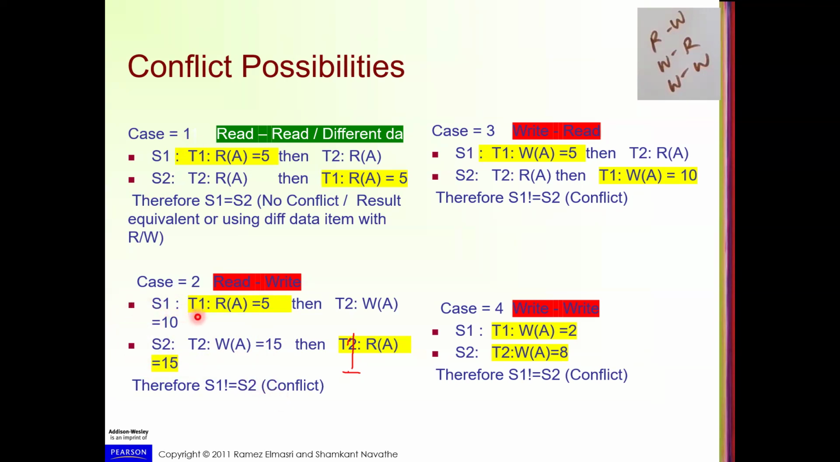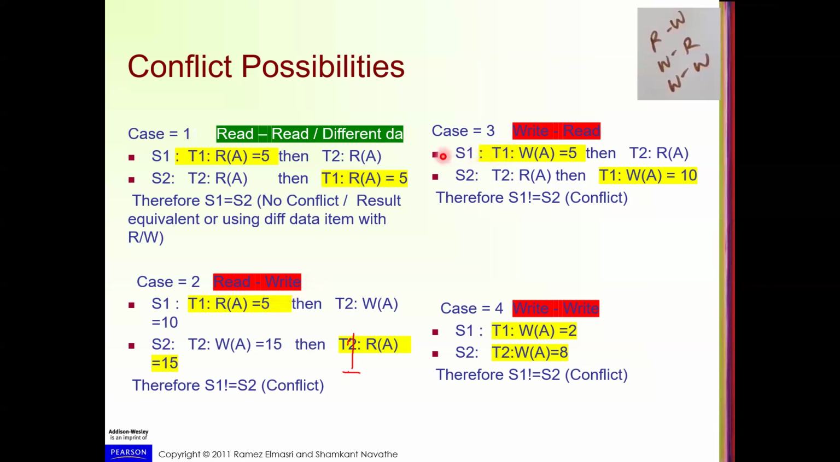S1 is allowing T1 to read the A value as 5. Then it is allowing T2 to write the value. T2 wrote the value of A as 10. This schedule finished, wherein the resultant value of A is 10. S2 is writing a new value on A as 15. Then T2 is reading it as 15. The value of A in S1 was 10. The value after running S2 is 15. The results are not the same. Hence, S1 is not equivalent to S2. There is a conflict. So are you understanding when the conflict comes? If we have the same data item and one of the transactions is reading, another one is writing. If there is at least a single write, or more than one write, there is always a conflict.